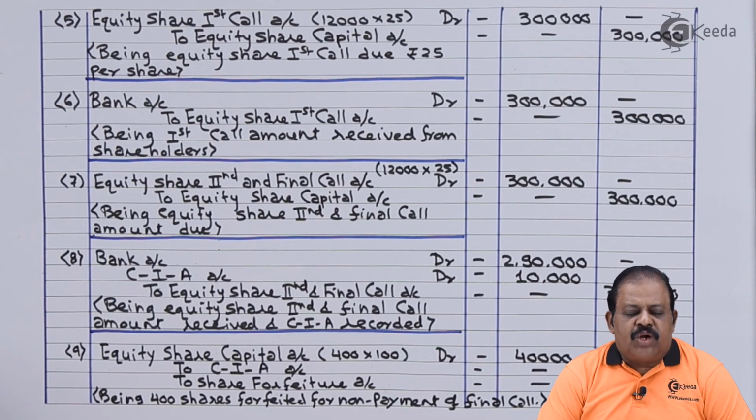Before forfeiture of shares, the company is required to send various reminders to the shareholder for payment of calls in arrears, and finally the company is required to give notice of forfeiture. So it's a long process before cancellation of shares.